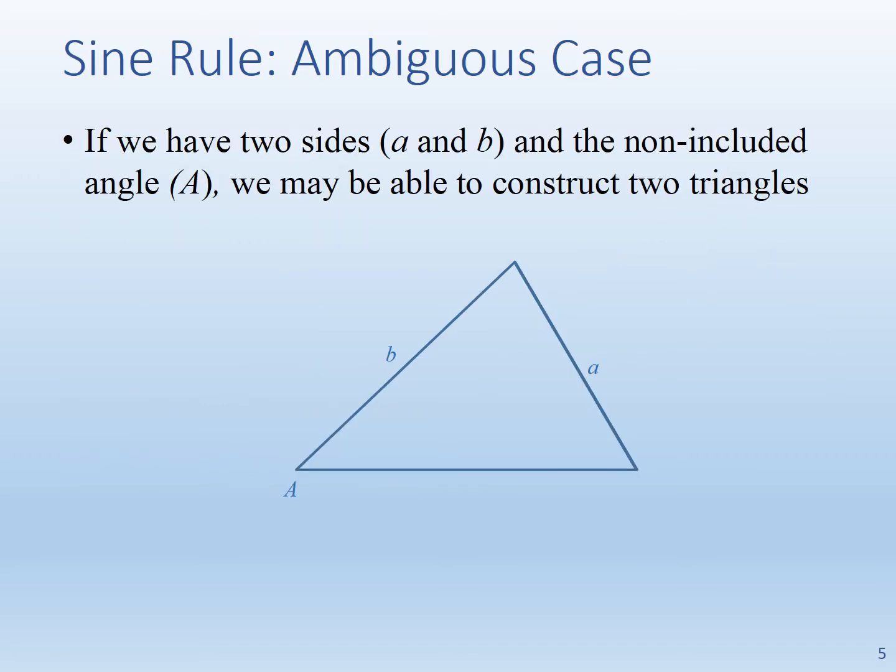There is an ambiguous case with the sine rule. If we know two side lengths, A and B, and we know an angle, but it's not the included angle, it's an angle at the end of one of those sides like that, then we can have two situations. We can have A as shown there, but we can also have A there as well. So we may end up with two different triangles.